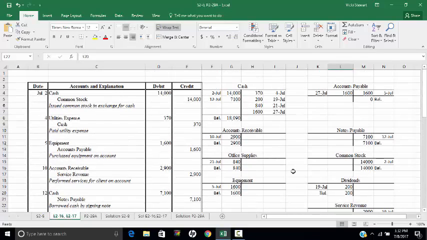And that is the conclusion of the demonstration for exercises 216 and 217.